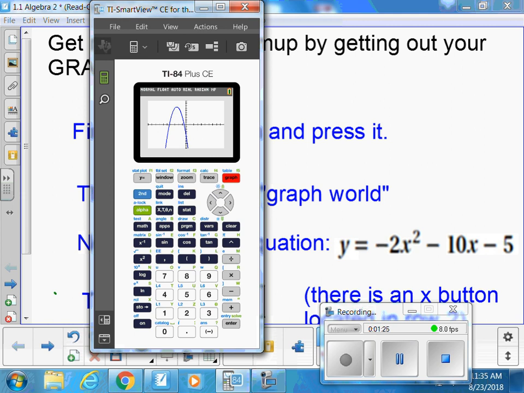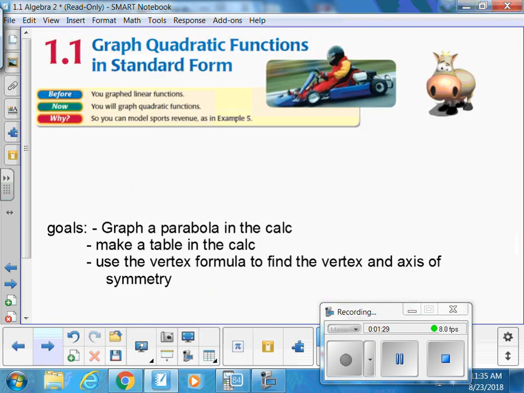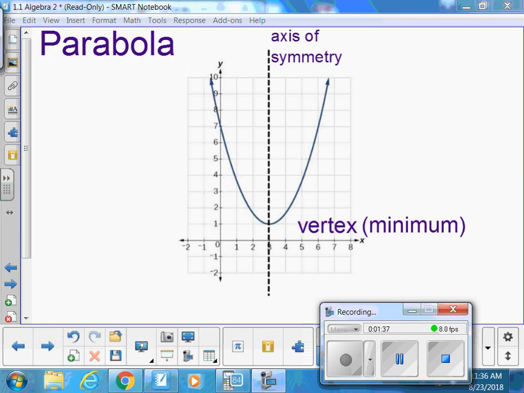Cool? All right. So get out some paper to start your first day of notes 1.1. Graphing parabolas in standard form. Your first job is to draw a nice, pretty parabola on your paper and label two of the most important parts that we will be finding today. The first part is the vertex. It lives kind of down at the turning point of the parabola.